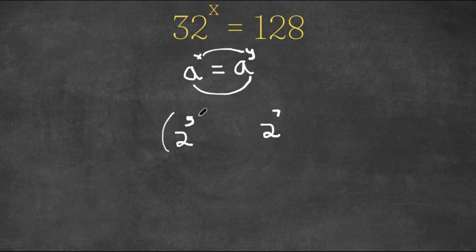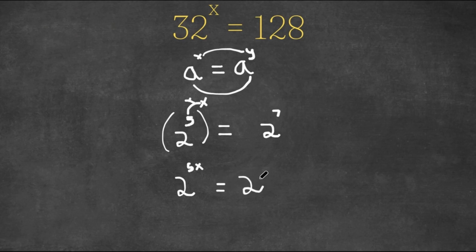And 2 to the power of 5 would be to the power of x, because we're replacing 32 with 2 to the power of 5. And this is equal to 2 to the power of 7. Now, when we have something like this, we want to multiply the exponents, because 2 to the power of 5 to the power of x is the same thing as 2 to the power of 5 times x. And 5 times x is 2 to the power of 5x, and this equals 2 to the power of 7 still.